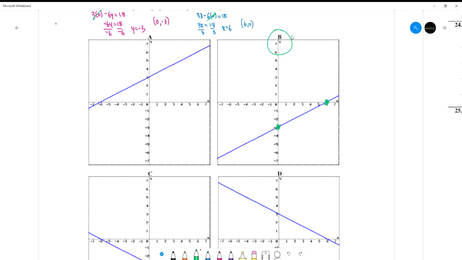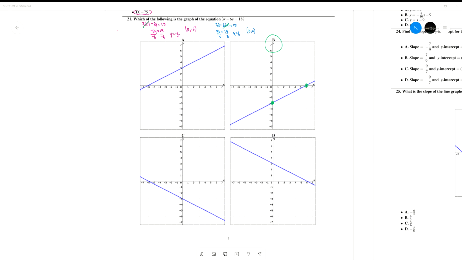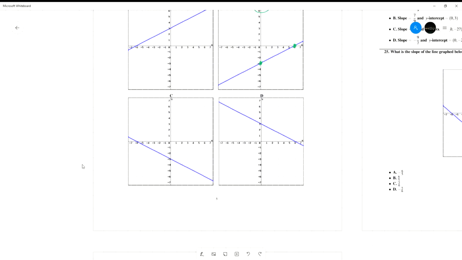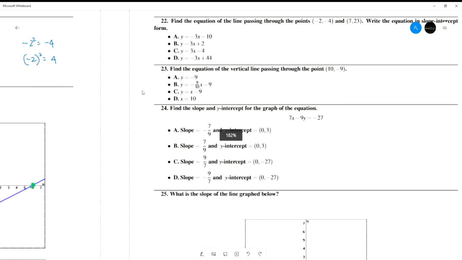Okay? Any questions? All right. Last page and we're done.